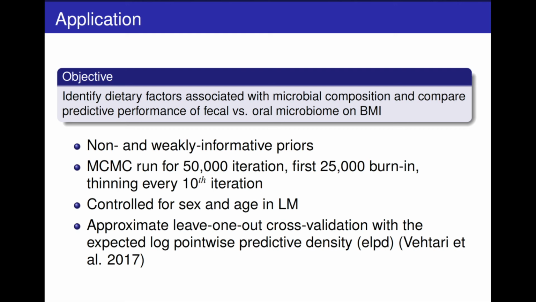In short, the objective of our study was to identify clinical factors associated with microbial composition and compare the predictive performance of the model fit with the fecal versus the oral microbiome data on BMI. Throughout the model, we assumed non- and weakly informative priors. For both the fecal and oral models, we controlled for sex and age in the linear portion of our model. Also, due to sample size restrictions, we used the approximate leave one out cross-validation with the expected log point-wise predictive density in order to evaluate the predictive performance of each of the methods.